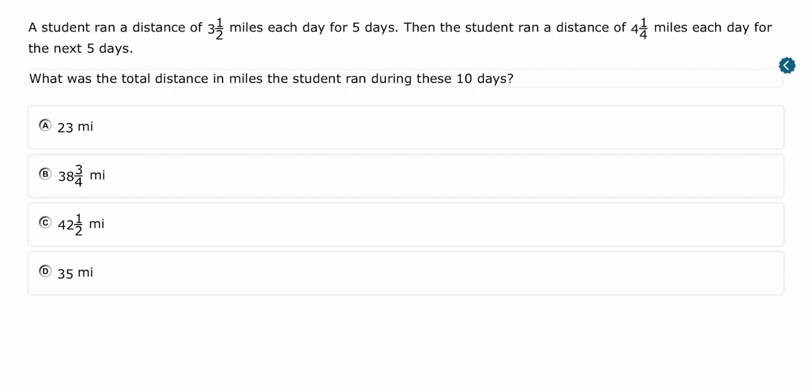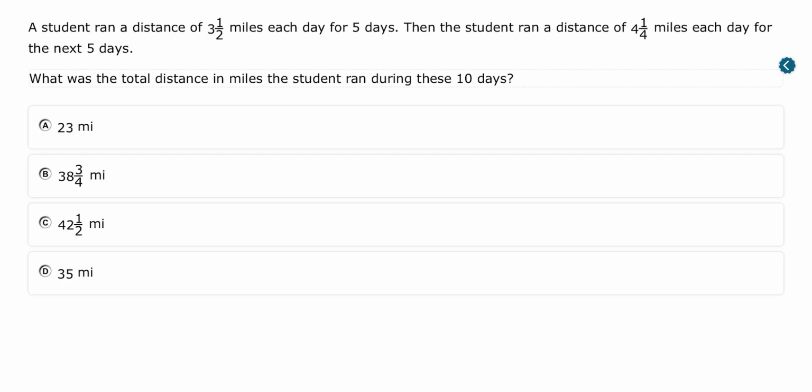Number 6 says, a student ran a distance of 3.5 miles each day for 5 days. Then the student ran a distance of 4.25 miles each day for the next 5 days. What was the total distance in miles the student ran during these 10 days?